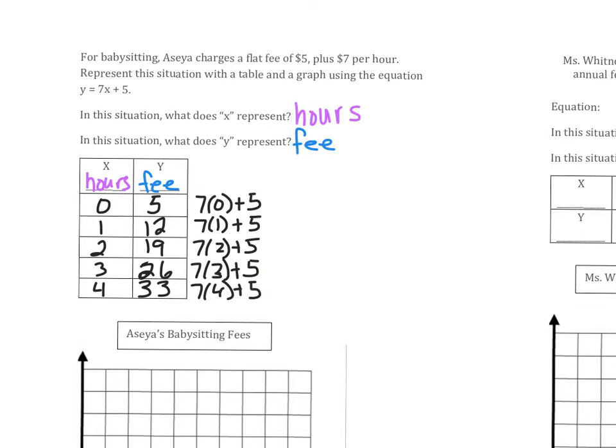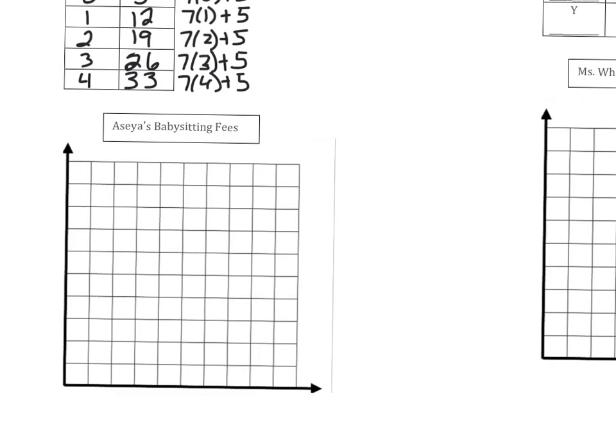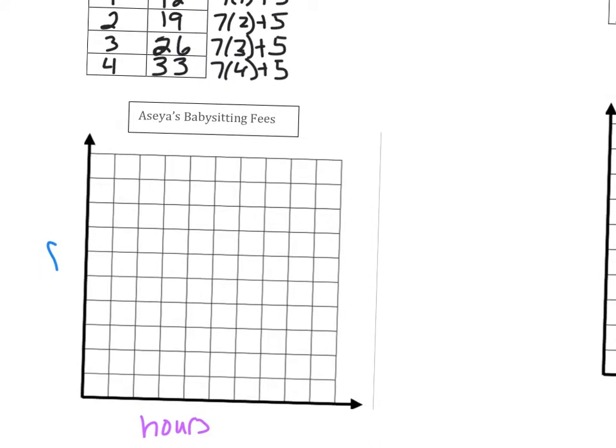Now that we have all of those values, we're going to go ahead and take those values from the table and graph them. If you notice, our coordinate plane is not labeled at all. So I'm going to go here, and our hours are our x value. And then our fee is our y value. And now I have to come up with a scale. In this case, because we're going by ones for our x values for our number of hours, I'm going to go ahead and keep with that. So we have 0 hours, 1, 2, 3.